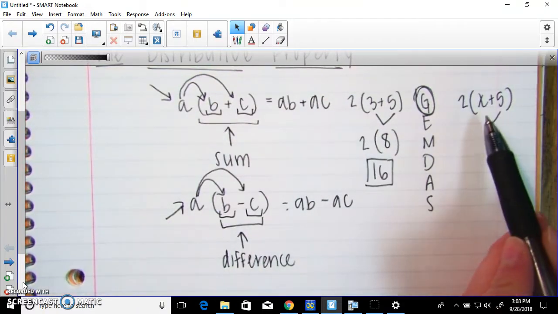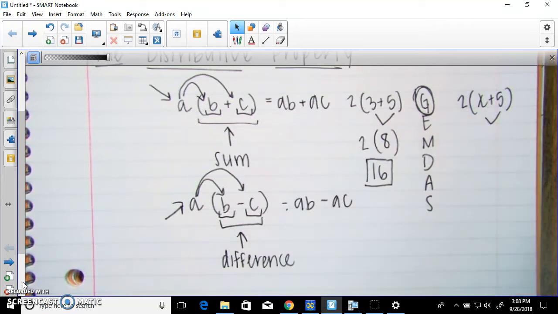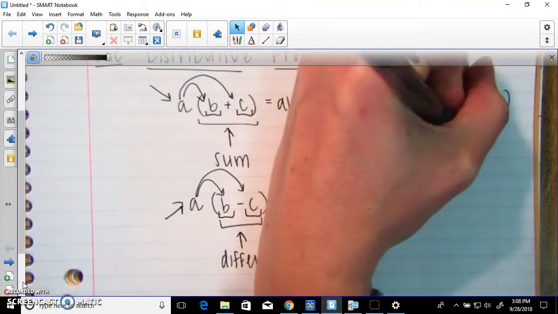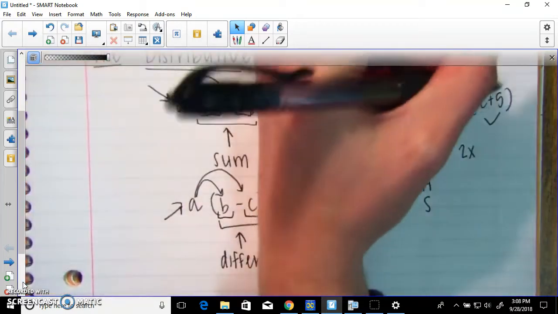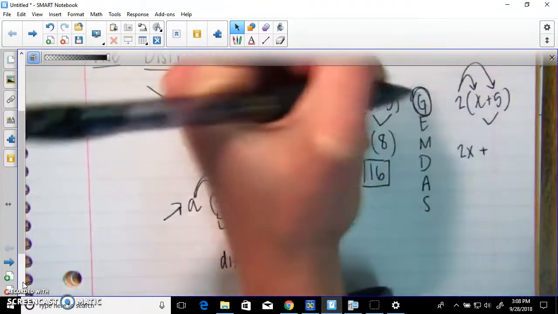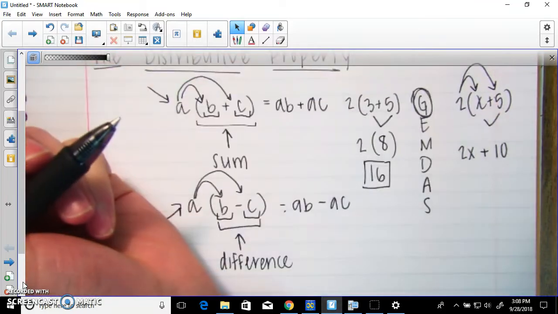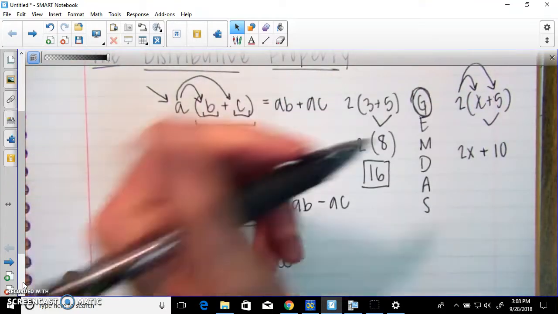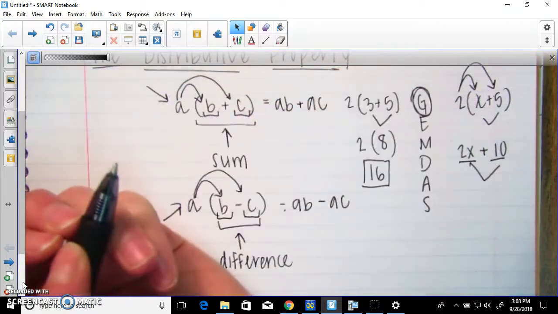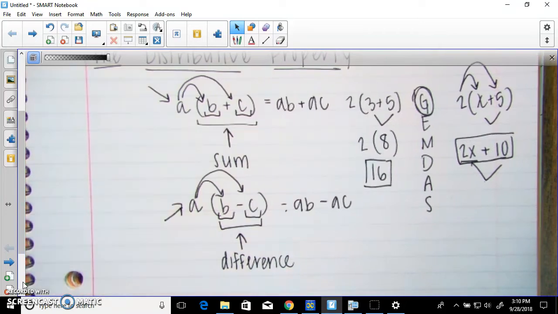So what would that look like with our expression 2x, 2 times the quantity x plus 5? Well, first, we're going to multiply 2 times x, and we get 2x. Second, we're going to do 2 times 5. So plus 2 times 5, which gives us 10. 2x plus 10 is a lot easier to work with. Can we combine these two terms? Well, this has a variable and this doesn't. So this is actually as far as we can go. That's our final answer, 2x plus 10.